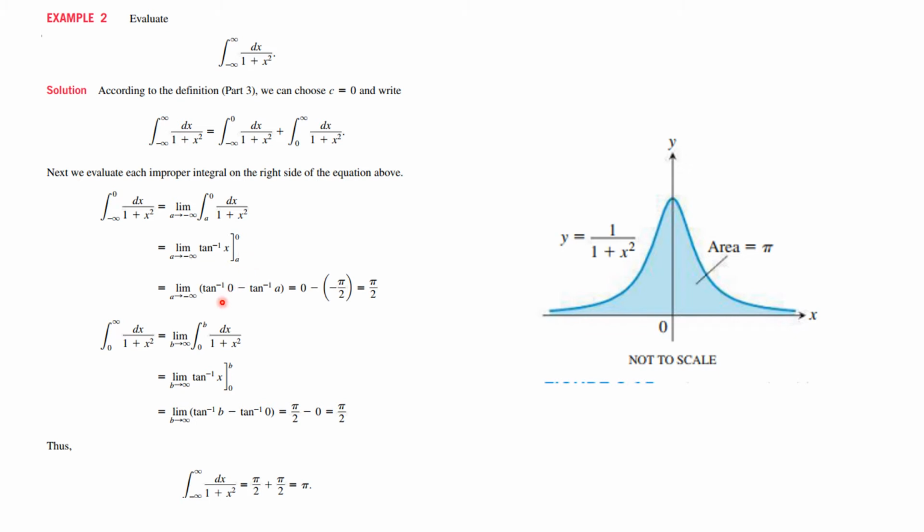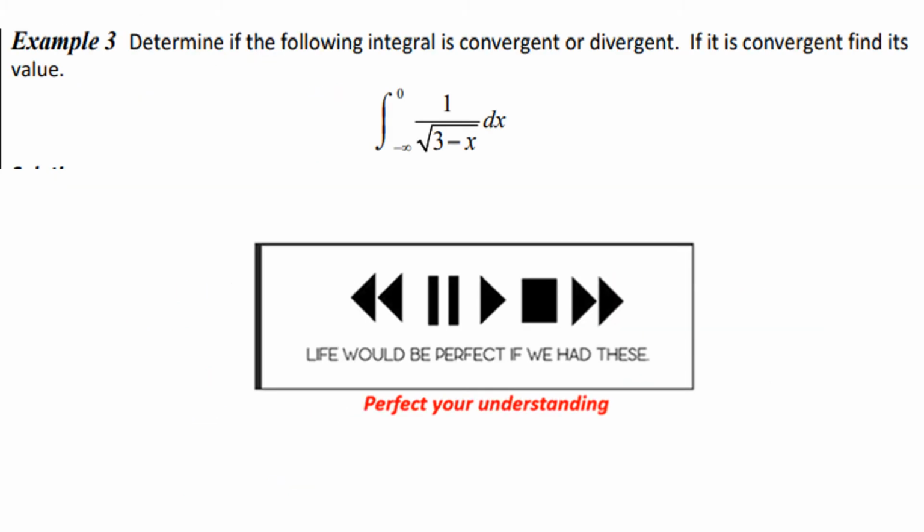The inverse tangent of 0 is 0, but the inverse tangent as you go to minus infinity is minus pi over 2, and so that's a minus minus, so that is going to be pi over 2. And when we evaluate the other integral, we could just take advantage of the fact that this area is equal to this area, but I show it here anyway, and you're going to get pi over 2 for that also. If you add pi over 2 and pi over 2, you get pi. Converges, and the answer is pi.